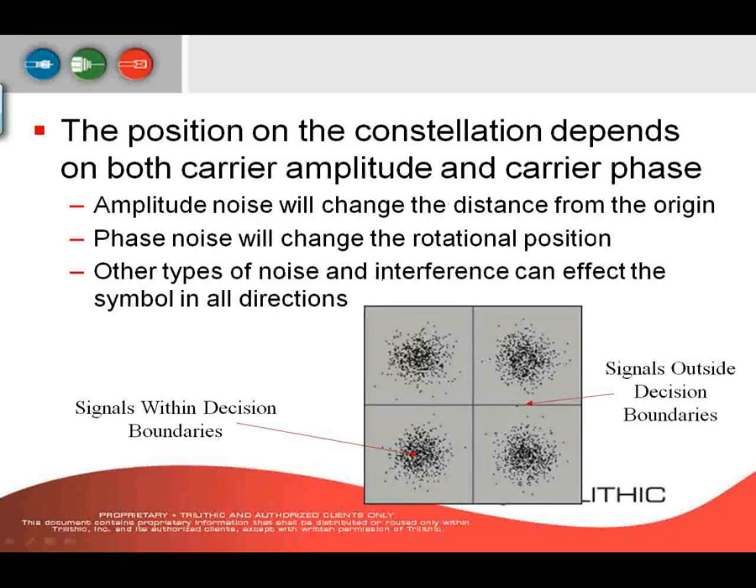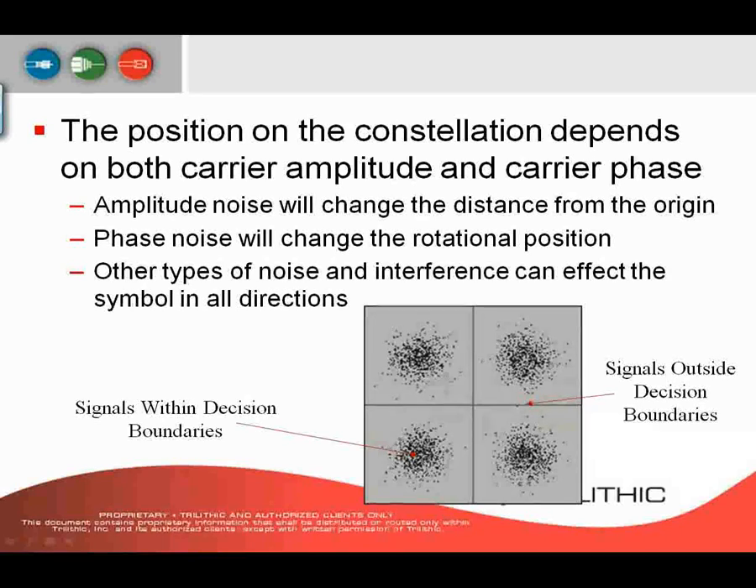Now, because the position on the constellation depends on both carrier amplitude and carrier phase, both the amplitude and phase noise will affect the location on the constellation. Amplitude noise will change the distance from the origin, and phase noise will change the rotational position. Other types of noise and interference can affect the symbols in all directions.